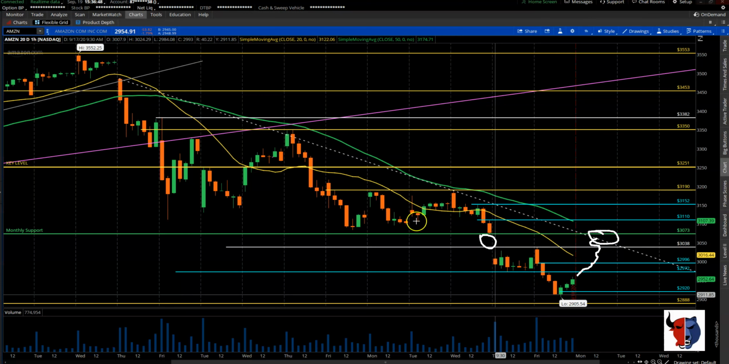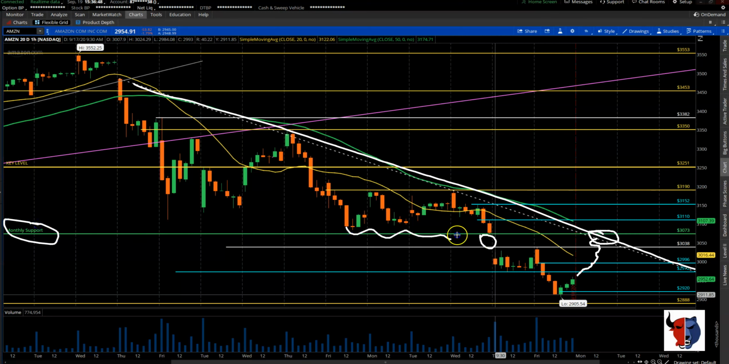And not only because we filled the gap, but there is your short-term trend line, right, which should provide some resistance because this 3073 was monthly support, which got broken last week, and now that monthly support should be a resistance, which happens to coincide nicely with the trend line and also a gap fill scenario.